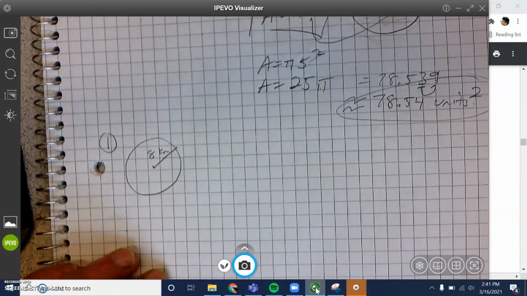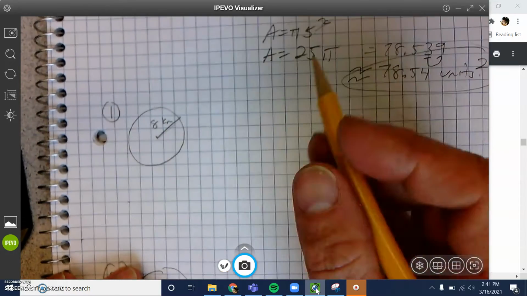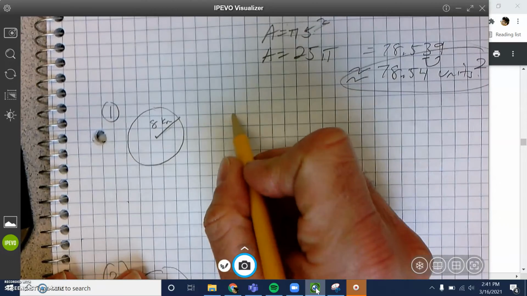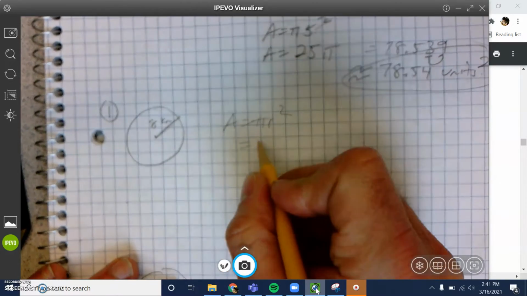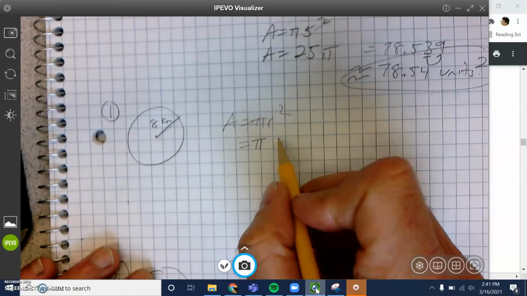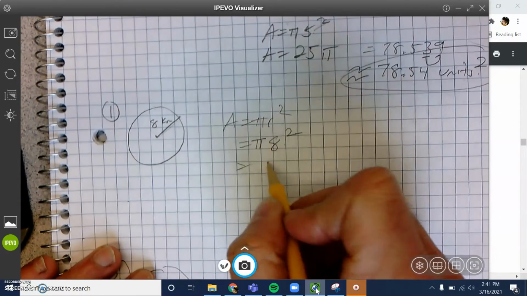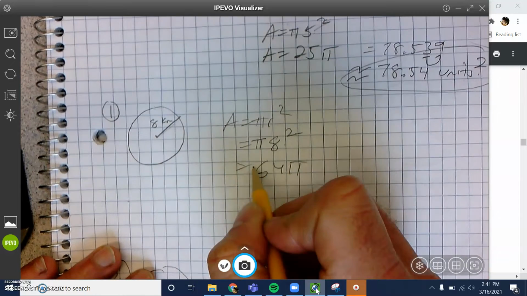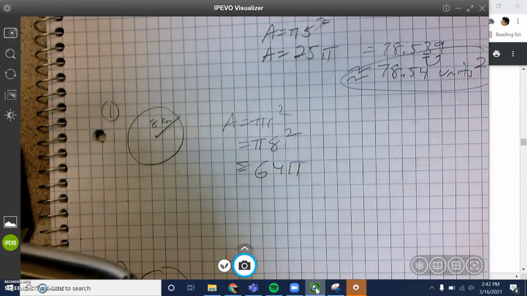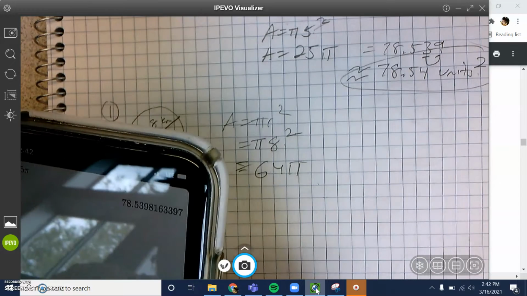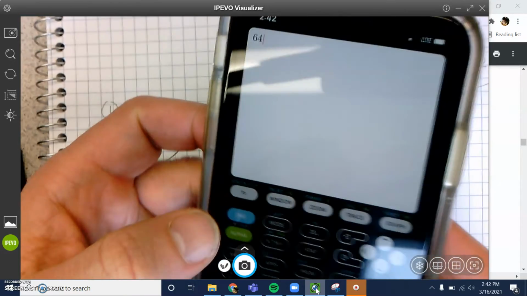Let's do another one. Here we go. We have 8 kilometers, however you want to say it. That is the radius. So area is pi r squared. So that's going to be pi times 8 squared. There we go. So 8 squared is 64 times pi. Sometimes it asks for the answer like that, and you can leave it like that, but sometimes you've got to multiply by pi and round to the nearest 10th or 100th.